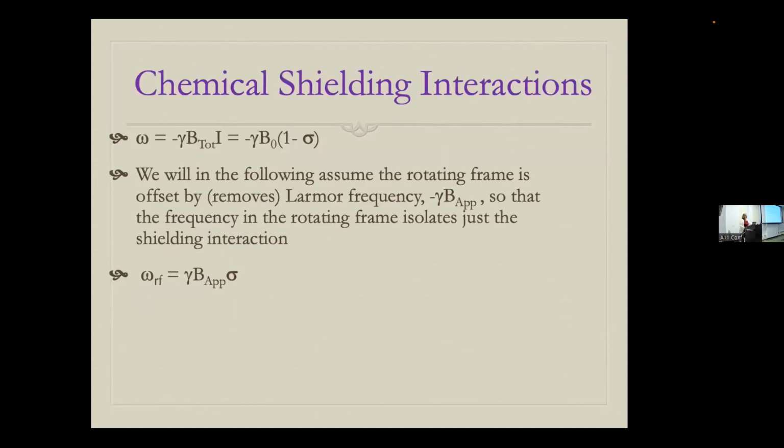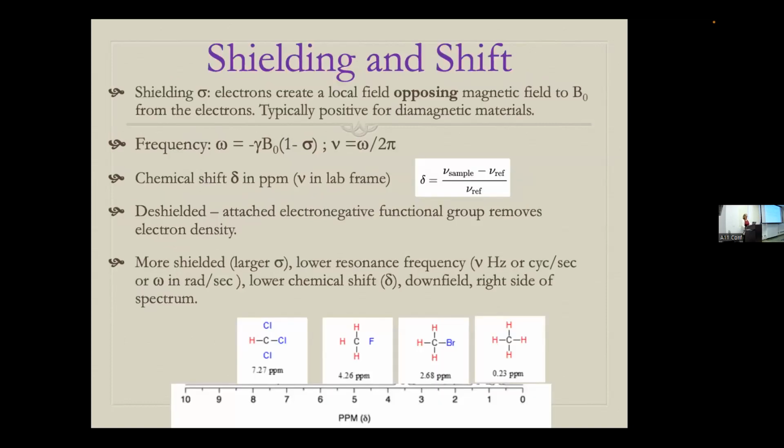Sometimes we're going to be in a rotating frame where we remove B naught. And we want to just focus in on this local field. So in that rotating frame, we're going to be talking about this term. So we might just get interested in just isolating this term and forgetting that it always has to be added to a Larmor frequency. So you'll see that in some of the slides, many of the slides.